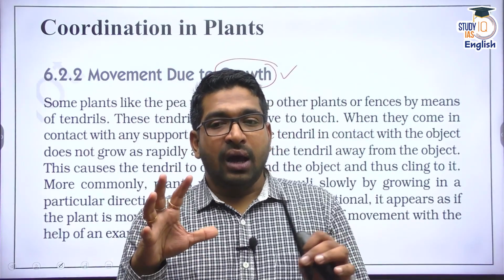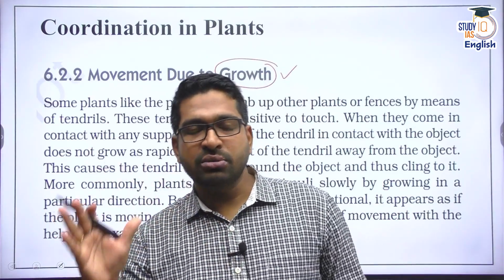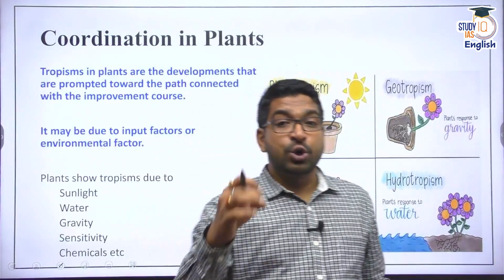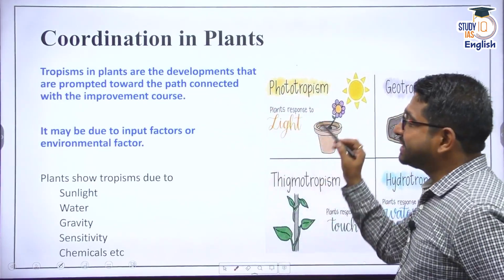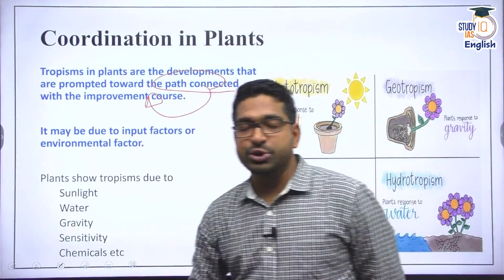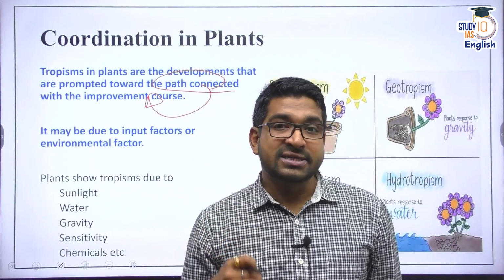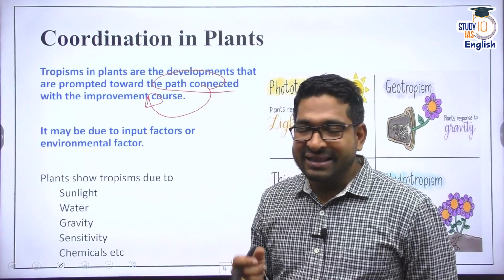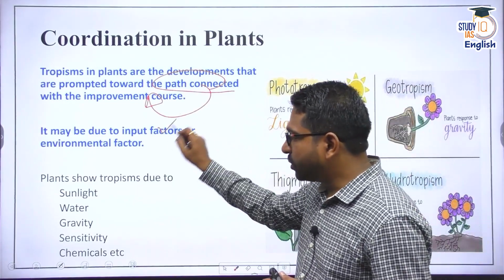According to the growth factors, many plants show some sort of coordination or a shift in their growth pattern. That is called tropism. Tropism in plants is the development prompted in a direction based on their input, so that their growth continues. It is the improvement that they seek. As I told you, they need water, they need sunlight, they want to protect themselves. So it can be an input factor or an environmental factor as well.